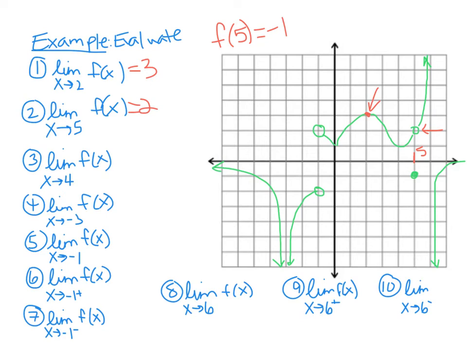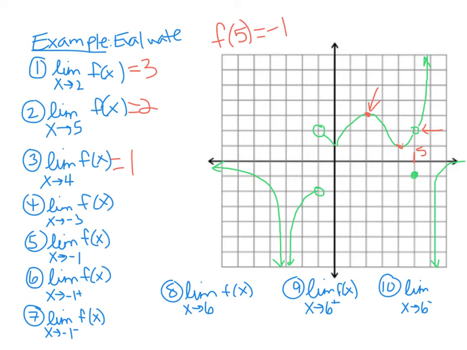Okay, so number 3, the limit as x approaches 4. This is another nice one. It's pretty straightforward. It's going to be where the graph hits at x equals 4. It'll be the y value, which is going to be 1.